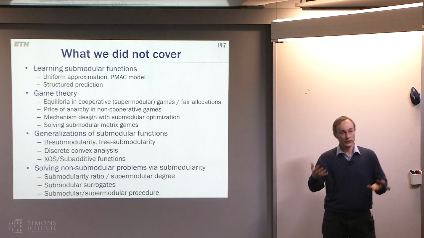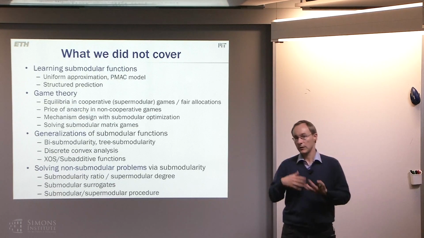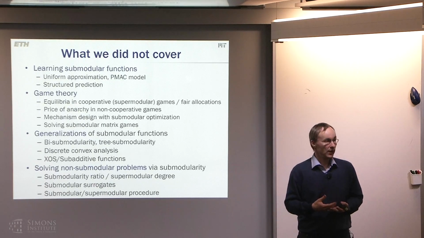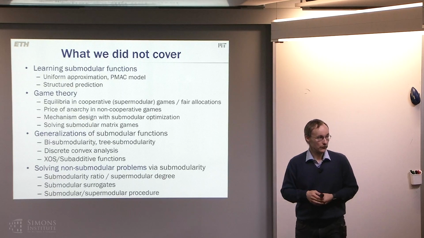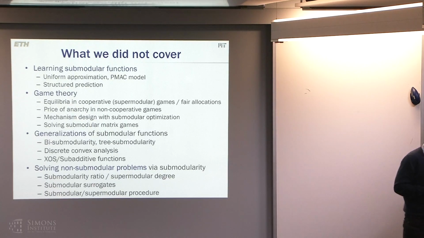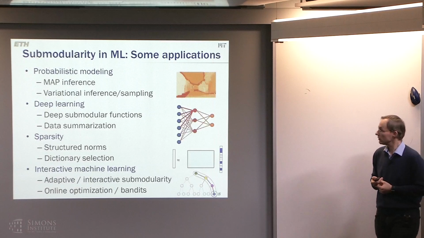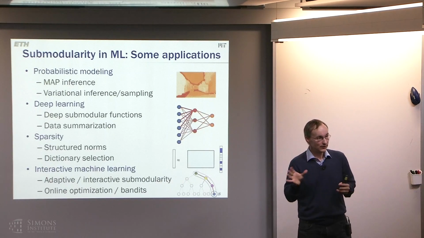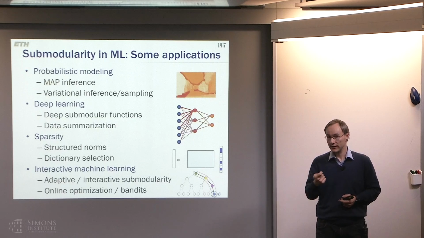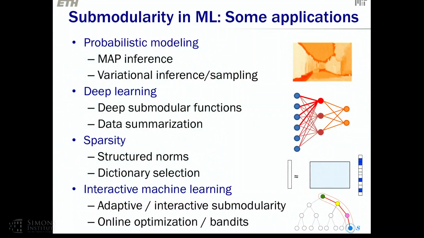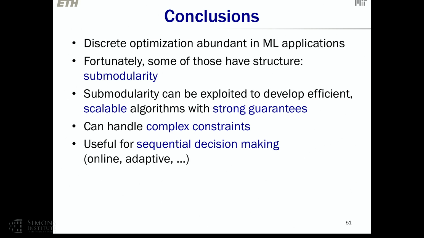Right? Similar to continuous optimization, where a lot of the algorithms that we apply to non-convex problems actually originate from convex optimization. The same holds for submodular functions. So we've seen, hopefully, throughout this tutorial, there are lots of nice connections of submodular optimization and submodularity as a structural property to many areas of machine learning and probabilistic modeling. You've seen some examples in deep learning, sparse reconstruction, interactive machine learning. And that's my last slide.